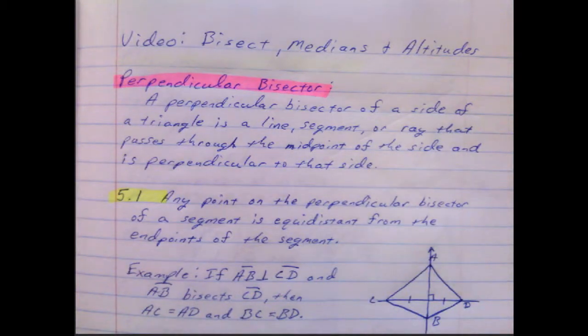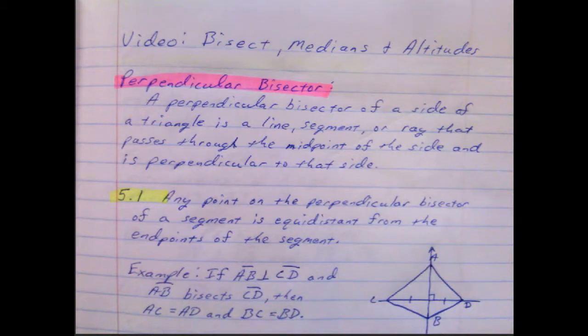So today we're discussing bisects, medians, and altitudes. We're going to start out with some vocabulary and some theorems. So we have perpendicular bisector. A perpendicular bisector of a side of a triangle is either a line, a segment, or it could even be a ray. And it passes through the midpoint of the side and is perpendicular to that side. So it makes a 90-degree angle.